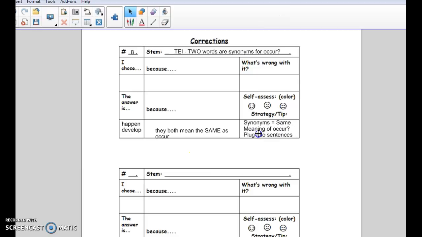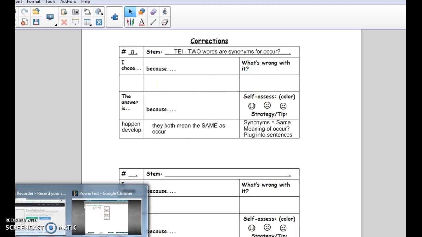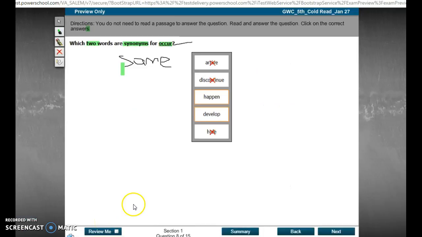Okay, you need to fill in what you chose, why you chose, and what was wrong with it. And again, if you need to look back and pause it, you can do that. All right, that's it for number 8.